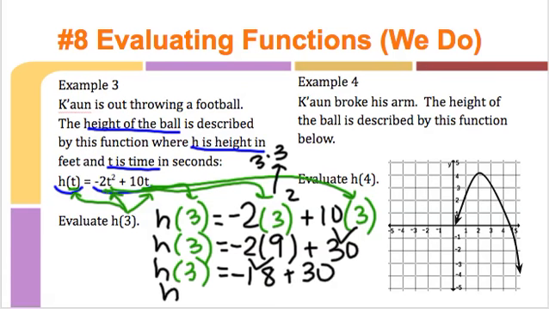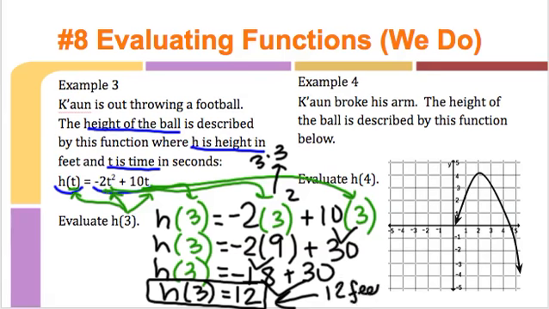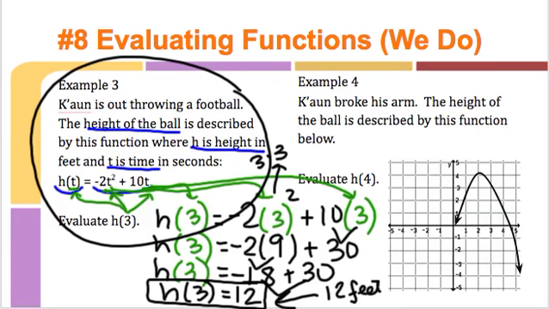And finally, h of 3 equals negative 18 plus 30. My positive number is bigger, so I know that my answer will be positive, and I know the difference between those two is 12. So now what this tells me is that after 3 seconds that Kaon lets go of the ball, the height of the ball is 12 feet. That's what this problem is telling me. Okay? Let's move forward.